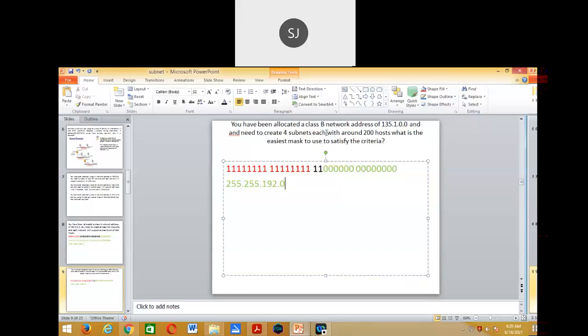Whenever it is said class B, it should immediately come to your mind how many bits are used for network ID and how many bits are used for host ID. Among the bits reserved for host ID, how many bits you are going to take for subnet and how many bits for host. That you should make clear. Okay, is it clear? Now we will take up the next one.